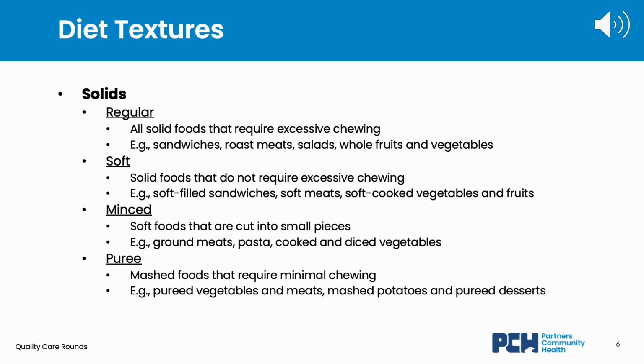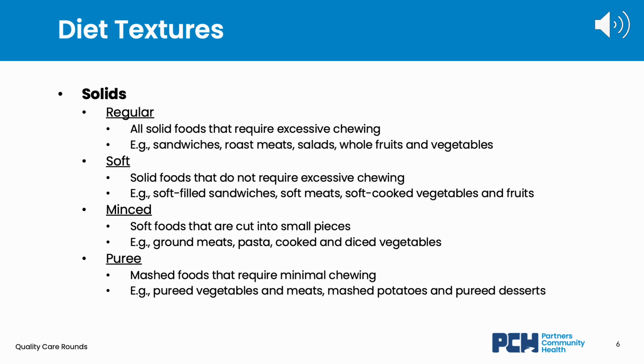Next, I would like to discuss the various food and liquid texture types, as this is important to understand when trying to prevent dysphagia. For solids, there are 4 main types of diet textures. First is regular, which is essentially the green light for the resident to eat anything they like, regardless of its consistency. Regular diet typically requires excessive chewing to create the food bolus before the swallowing mechanism is initiated. Some examples include a sandwich, meats, salads, fruits, and vegetables.